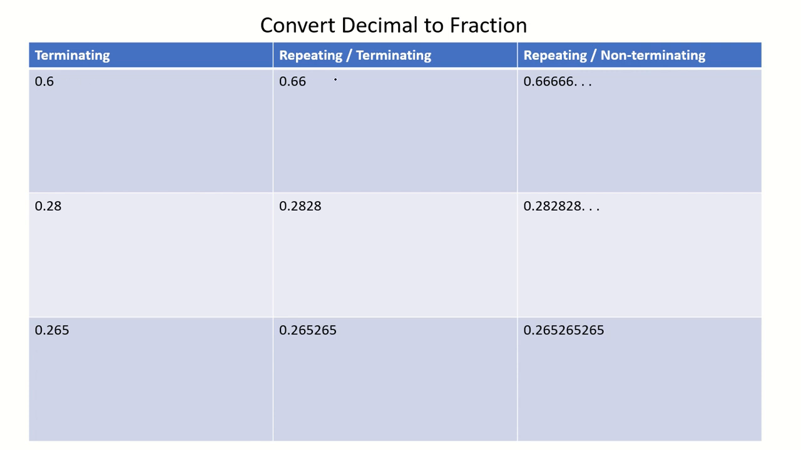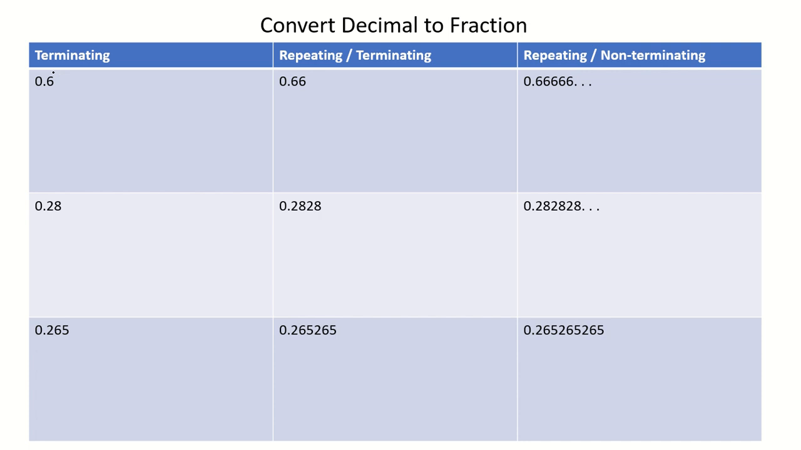0.6 and 0.66 are a little bit different because 0.66 has a level of accuracy different from 0.6, and the same goes with 0.666 continuous. The non-terminating type is indicated by the dots. Okay, let's start with terminating.